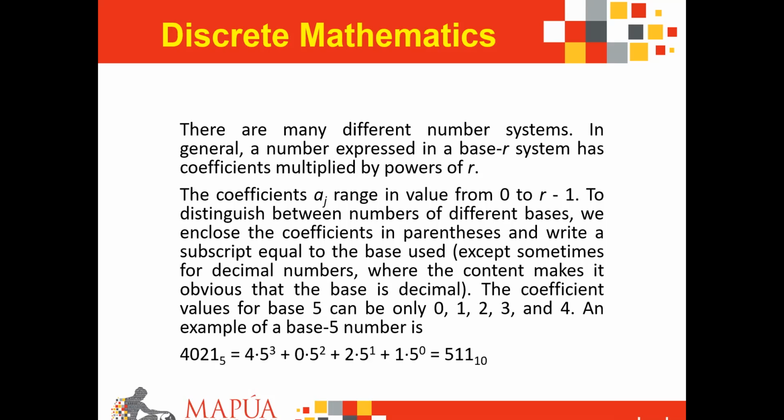Therefore, 4021 base 5 simply means 4 times 5 raised to 3, plus 0 multiplied by 5 raised to 2, plus 2 multiplied by 5 raised to 1, plus 1 multiplied by 5 raised to 0, giving you a value of 511 in base 10. Hence, this theorem converts any particular base number into base 10, or our decimal notation.